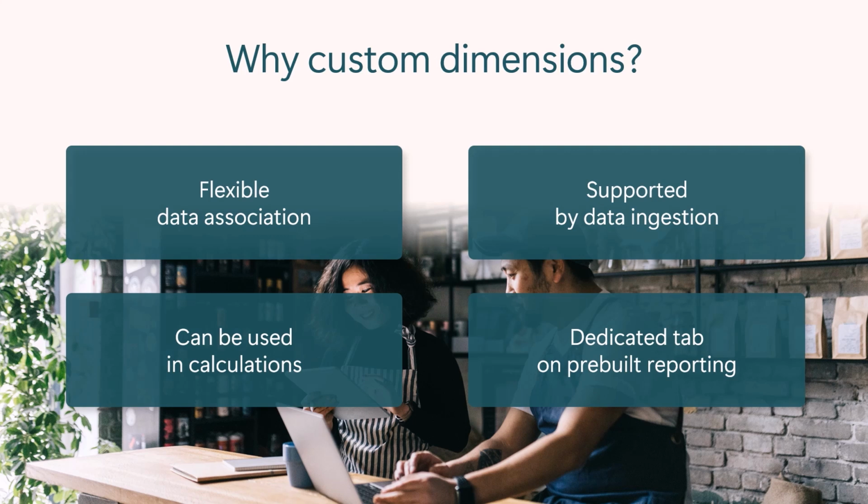Custom dimensions offer flexible data association and can be used in calculations via Power Fx expressions. Unlike custom factor mappings, which are limited to just lookup values, custom dimensions support 3 data types: string, boolean, and number. They are natively supported by data ingestion and have a dedicated tab on pre-built reporting, making them a versatile tool for detailed sustainability analysis. By using custom dimensions, you can create more accurate and detailed reports that reflect the unique aspects of your business operations.